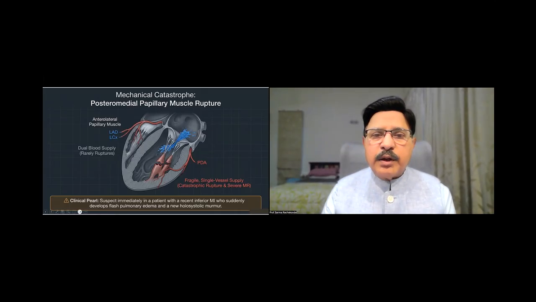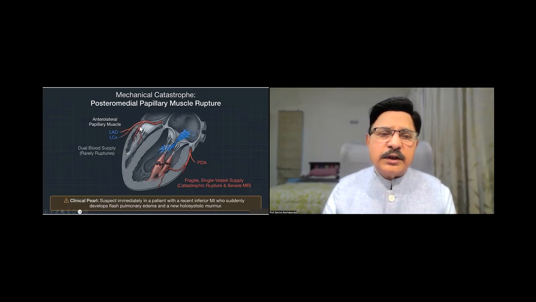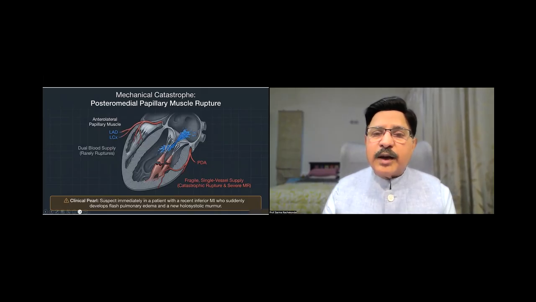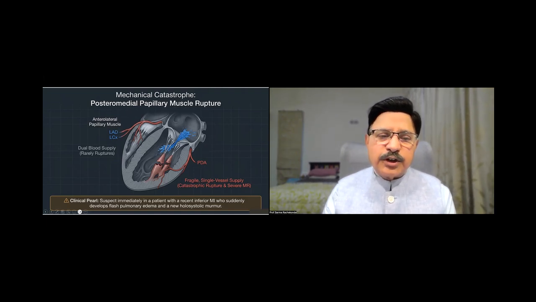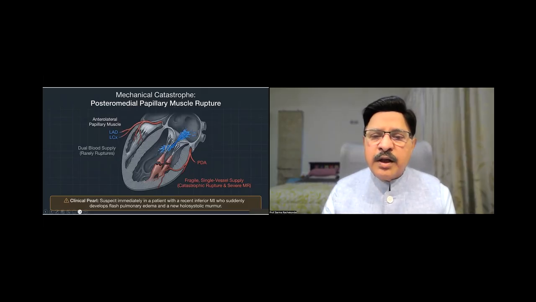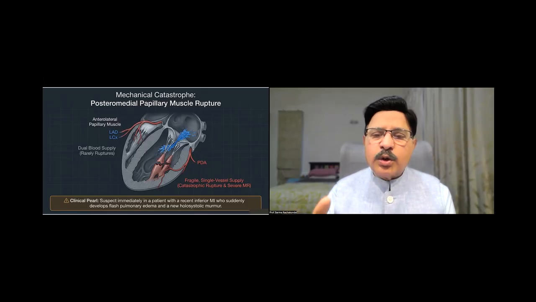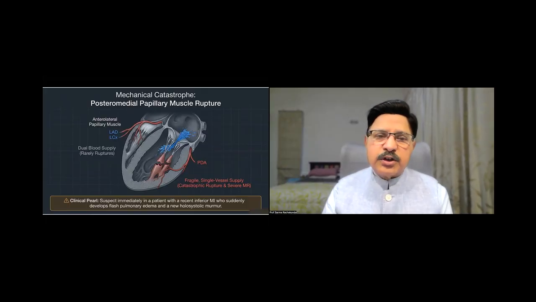The anterior papillary muscle is supplied by the LAD and LCX. This is the anterior papillary muscle. These are the posterior papillary muscles. The posterior papillary muscle is supplied by the posterior diagonal artery. The anterior papillary muscle is supplied by the LAD and LCX. The dual supply rarely ruptures. Rarely do we have both affected. At least one of the papillary muscles will be functioning. Suspect it immediately in a patient with a recent inferior myocardial infarction who suddenly develops flash pulmonary edema and a new harsh holosystolic murmur at the apex. This is the posteromedial papillary muscle rupture syndrome.